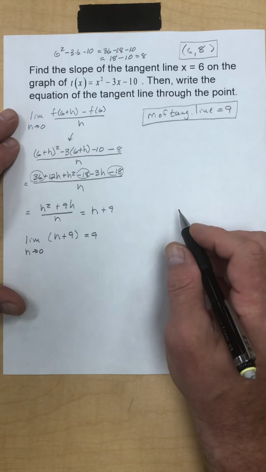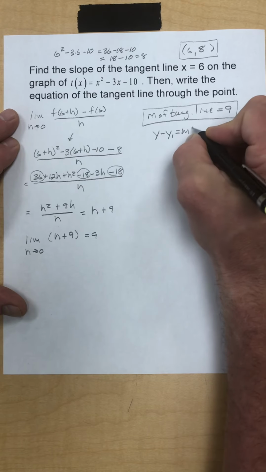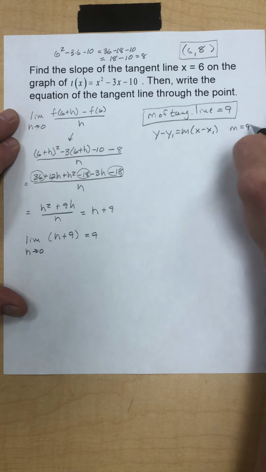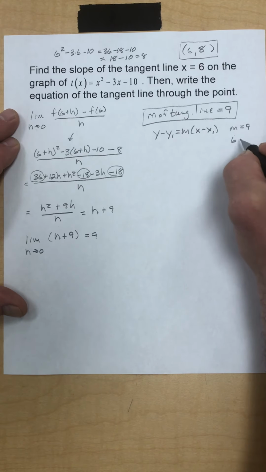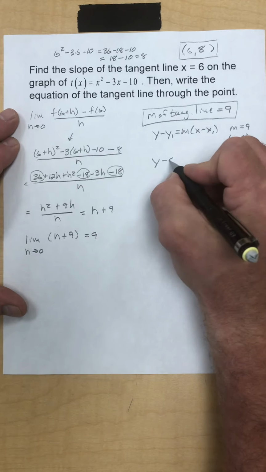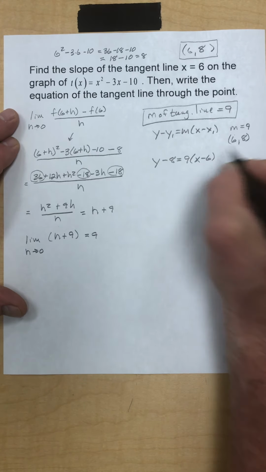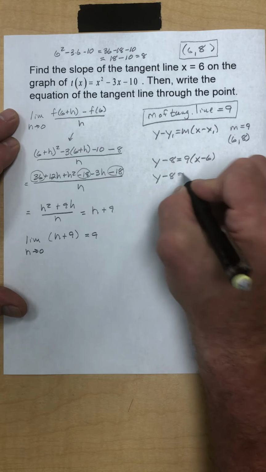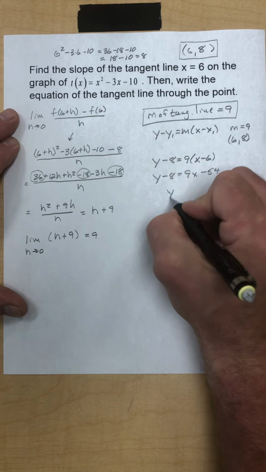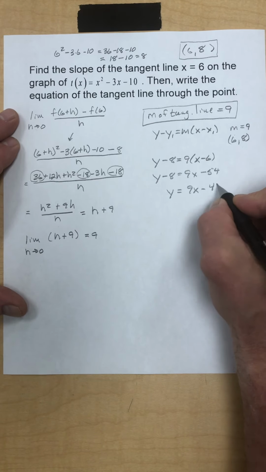Then we've got to find an equation. So again, y minus y sub 1 equals m times the quantity x minus x sub 1. We're using a slope of 9, and it goes through the point (6, 8). So we get y minus 8 equals 9 times the quantity x minus 6. I get y minus 8 equals 9x minus 54, and then add 8 to both sides, so y equals 9x minus, well, that'd be 46.